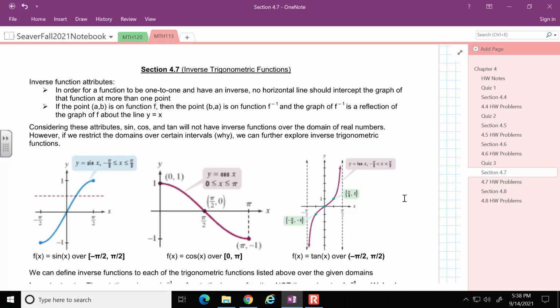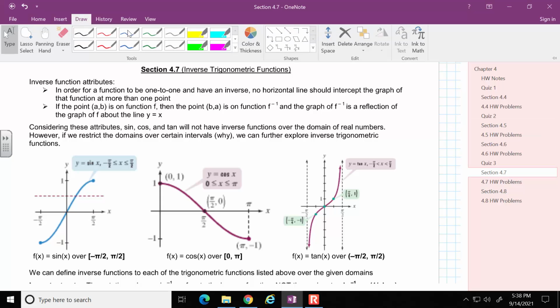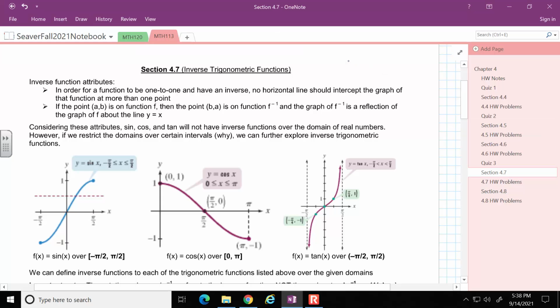All right. So with no questions, I am going to start into section 4.7. Section 4.7 deals with inverse trigonometric functions. We've introduced this a little bit. If you remember correctly, we got to a situation a couple chapters ago where we said, what if we have something like this?